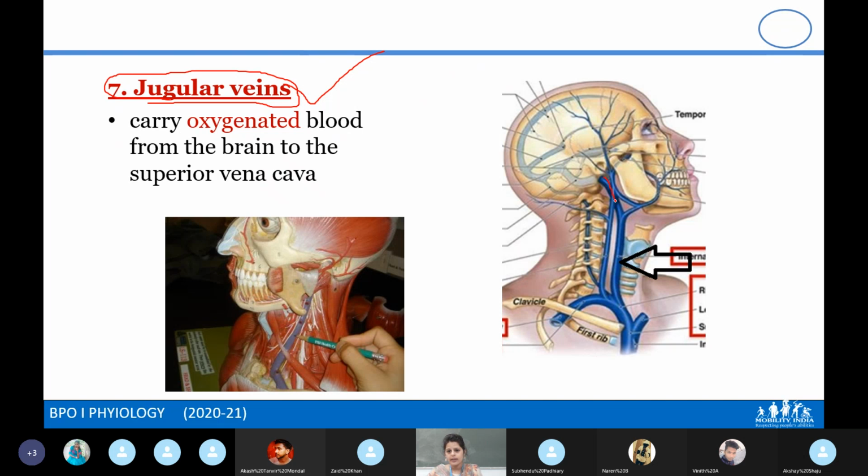Okay, so where is the jugular vein? You can see here, this is the second largest vein as well. It carries deoxygenated, not oxygenated, okay? Deoxygenated blood from the brain to the superior vena cava. This is also present on the side of the neck. Can you all see?